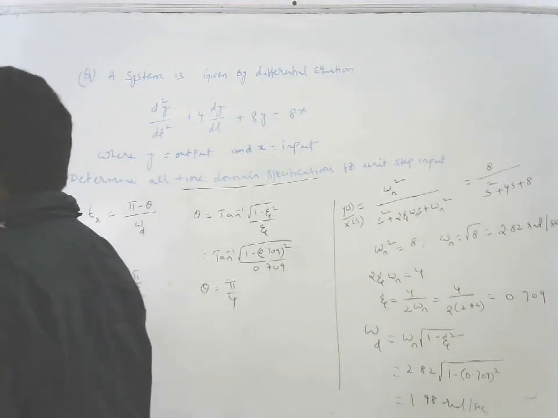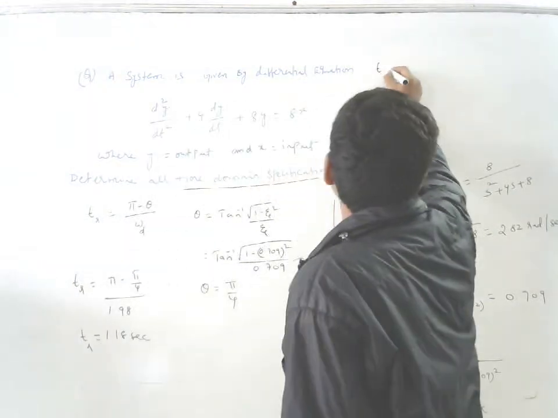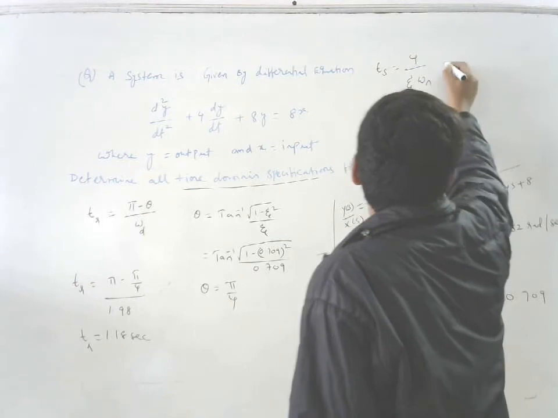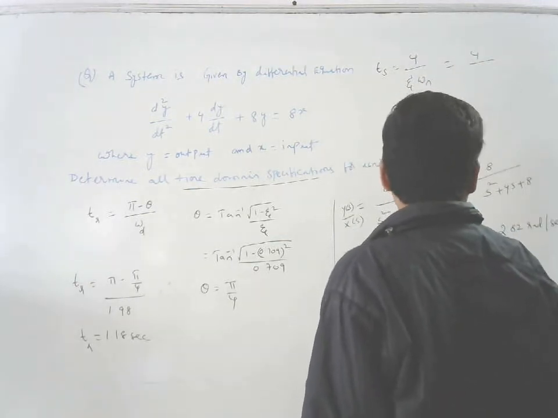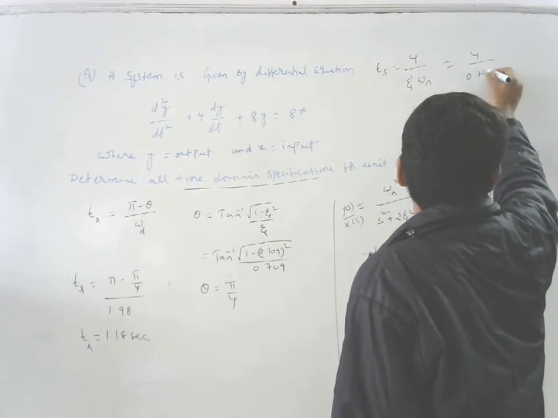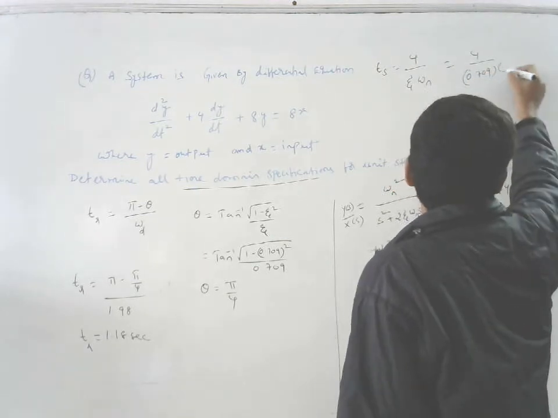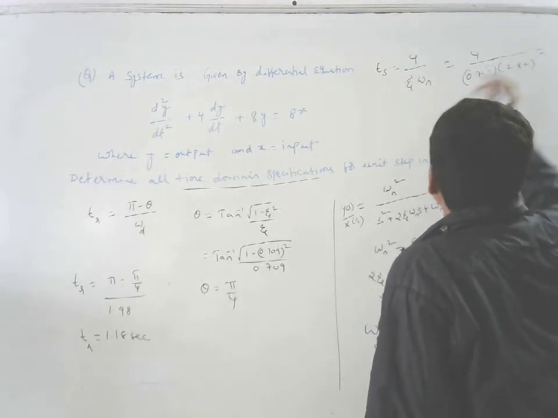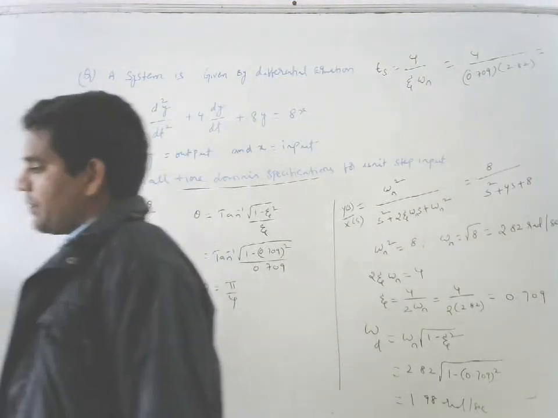Next, settling time. What is the settling time? Ts is 4 by zeta omega n. That is 4 divided by zeta, 0.709, into omega n, 2.82. Simplifying, we get Ts equal to 2 seconds.